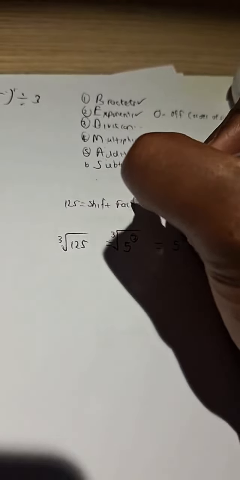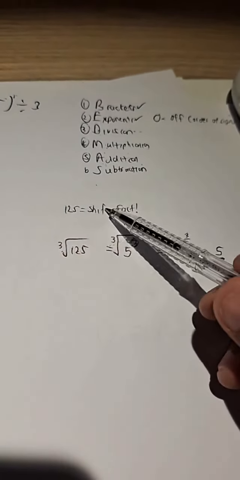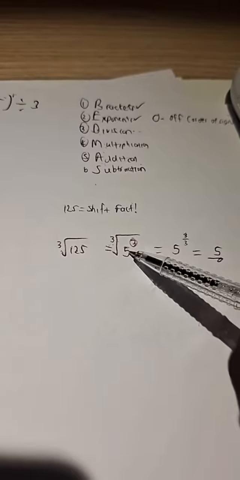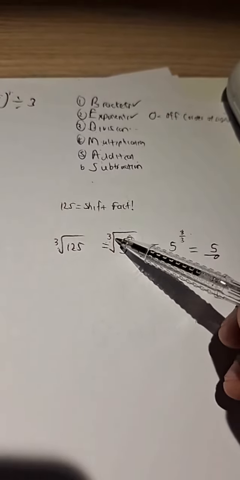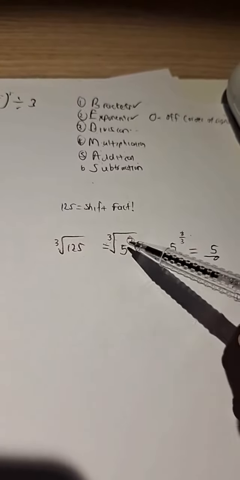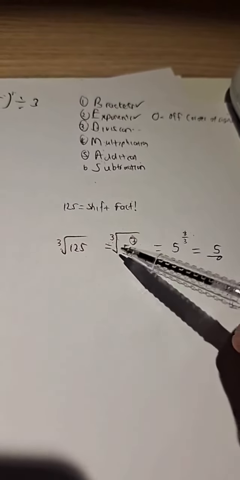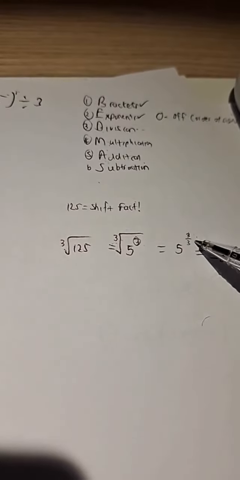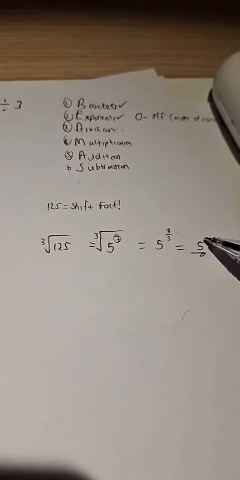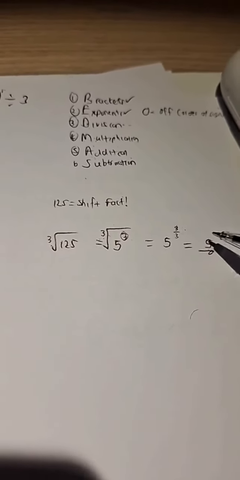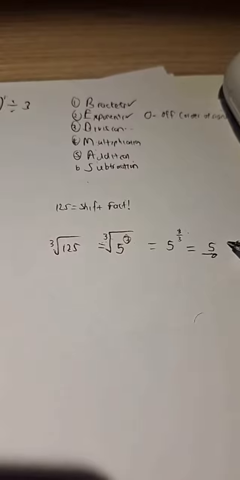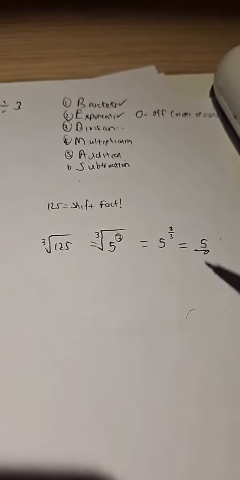You take 125, you press 125 is equal to, shift in your calculator, then fact. And when you do this, you get 5 to the power 3. Then obviously, when you apply the cube root to 5 to the power 3, this 3 belongs in the numerator. You remove the cube root, this 3 belongs in the denominator, and 3 divided by 3 leaves you with 1. So the answer is 5. But we don't have to actually show this step here. That's just something for you to understand and know. All right, so cube root of 125 is 5.